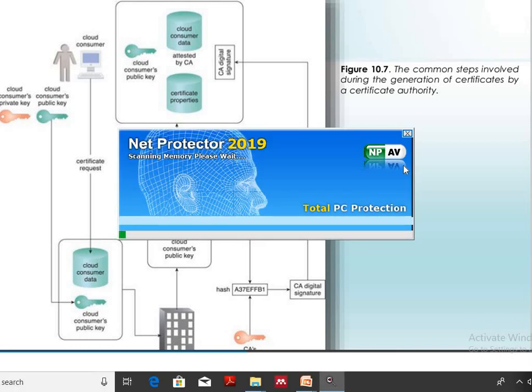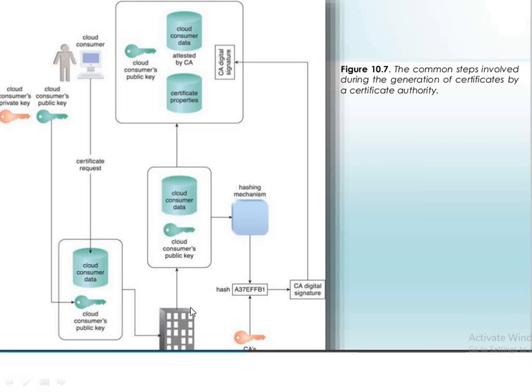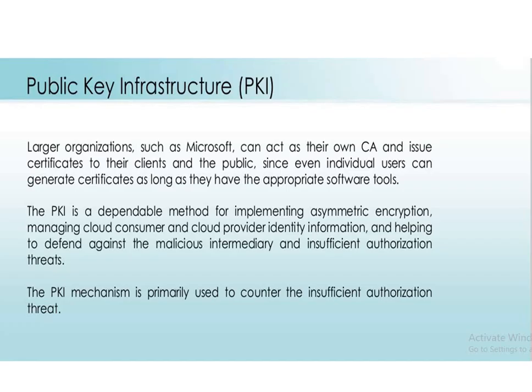Now here it goes to the certification authority, CA, and what it uses is the cloud consumer's public key and the cloud consumer's data. The hashing mechanism is used here, so a hash is generated, and the CA's key is also used here, and a CA digital signature is generated. Here it is attested by the certification authority. So here the certificate properties and cloud consumer data are used again, and the certificate with the cloud consumer's public key is formed. So this way the PKI mechanism works. These are the overall steps.